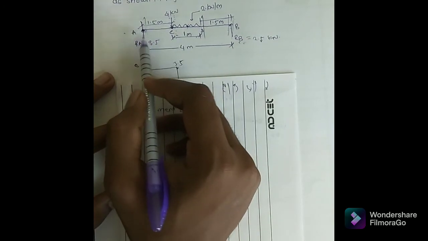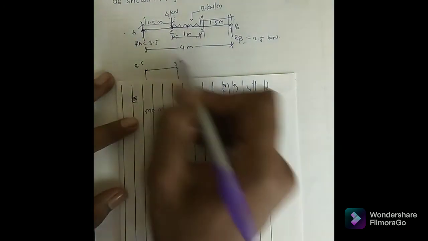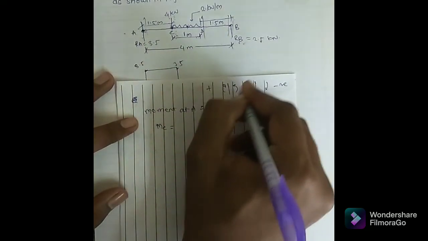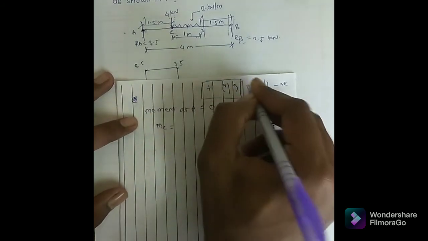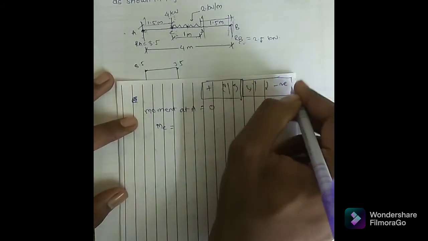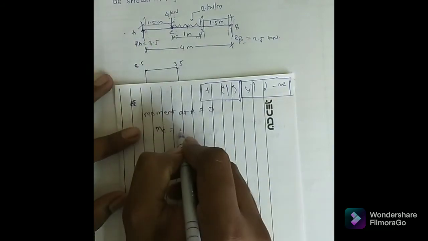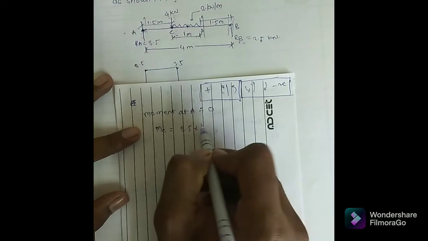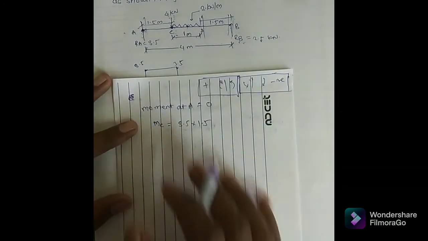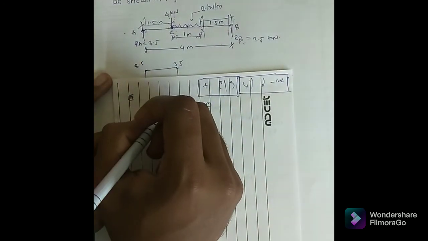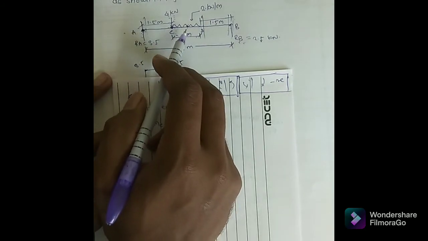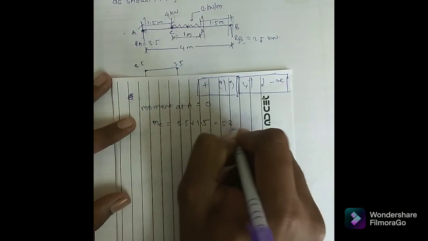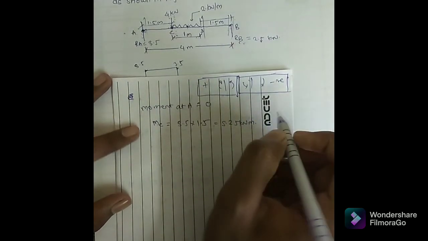Okay, so next we will consider the point C, that is moment at C. So this is in the upward direction. Okay, so consider this as a positive and this as a negative. Okay, these are the sign conventions. Okay, so this is 3.5, into this distance is 1.5 meter. Okay, and yeah, that much only load is there. So this value comes out to be 5.25 kilonewton meter.